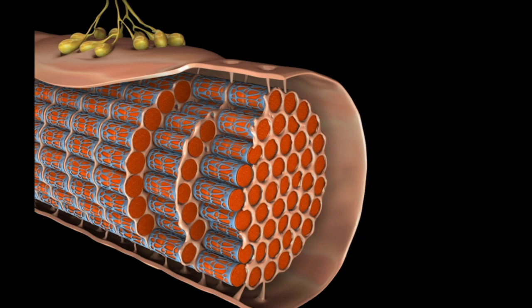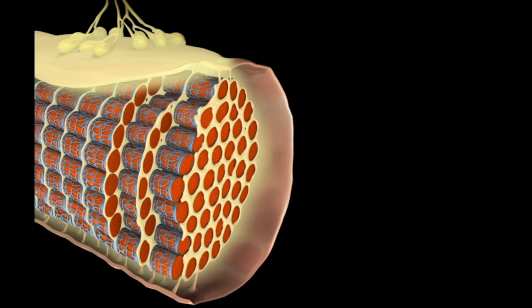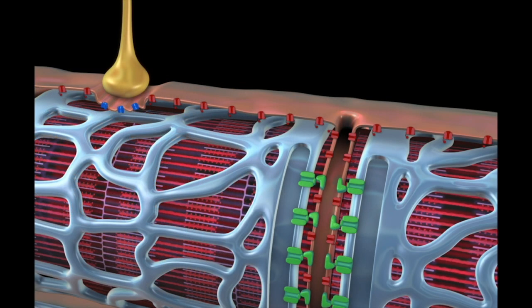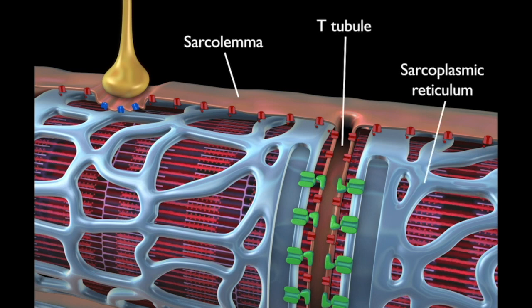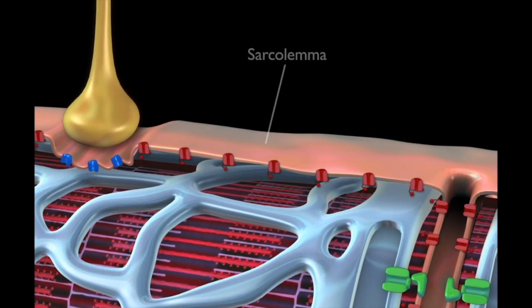First, we will examine the structures of a muscle fiber that are responsible for excitation-contraction coupling. These structures include the sarcolemma, the transverse tubules, the sarcoplasmic reticulum with terminal cisterns, and the sarcomeres of each myofibril. Let's begin with the sarcolemma, the cell membrane surrounding the muscle fiber.